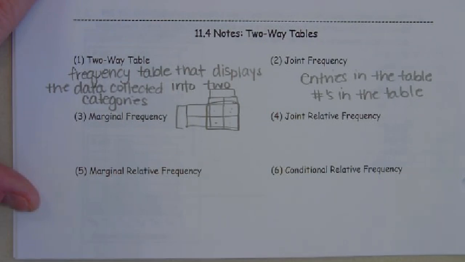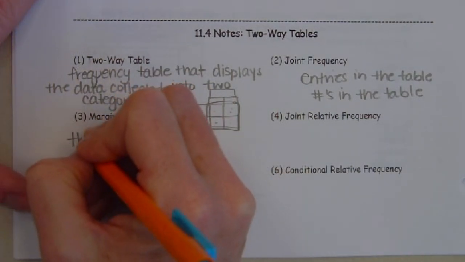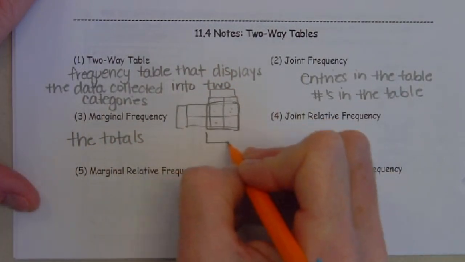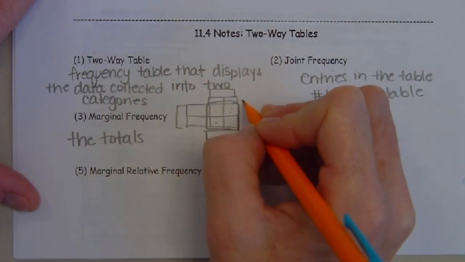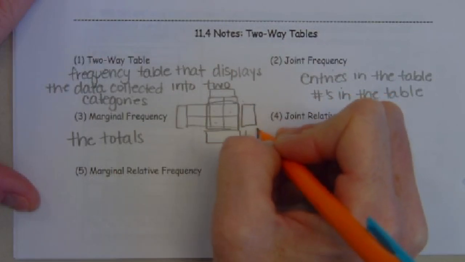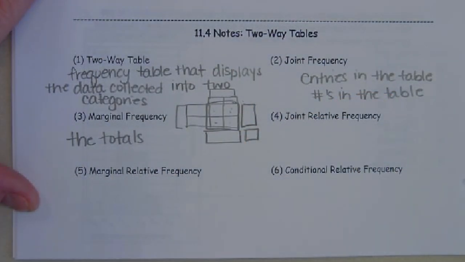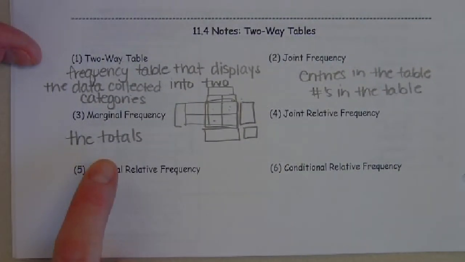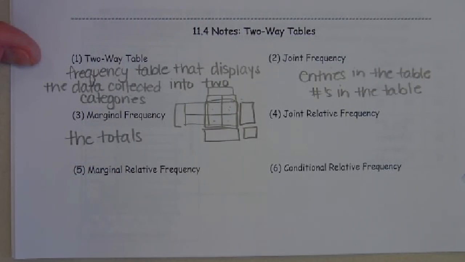The marginal frequency are the totals. So the marginal frequencies are the total numbers here, the total numbers here, and then the overall total in the corner. And we'll talk about that coming up. So those are your joint and marginal frequencies. The joint frequencies are just the numbers, and the marginal frequencies are just the totals.